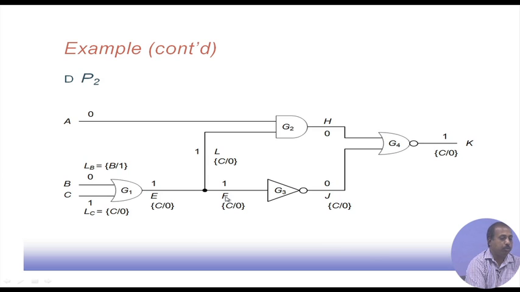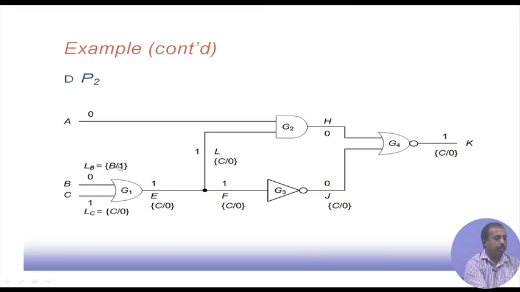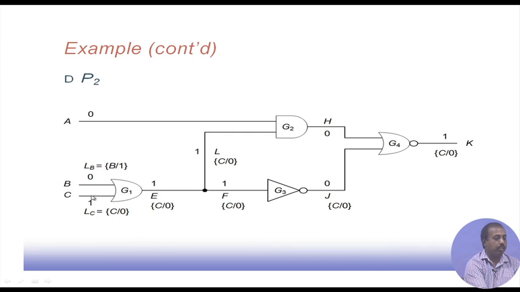For pattern P2, it was 0 0 1. So it could detect this new fault, B stuck at 1, which was not there in the previous case. Since A stuck at 1 and H stuck at 1 are already detected, they are dropped from the fault list. So we have this B stuck at 1 fault, and C stuck at 1 is also covered. So, C stuck at 0. These two are the remaining faults that could be detected by this particular pattern at this point.